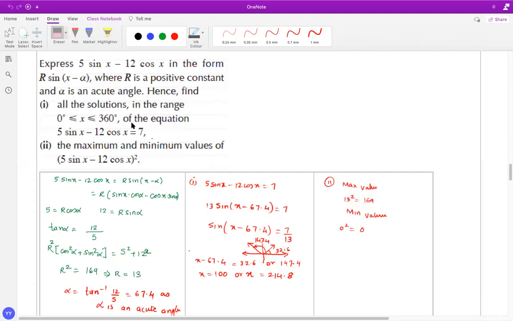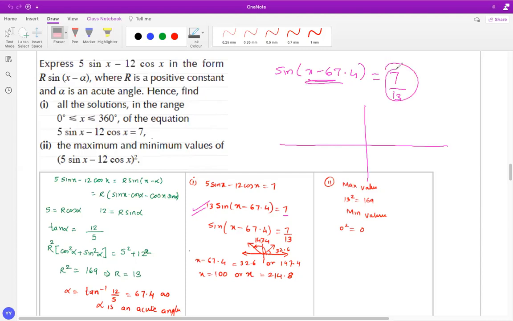The next part is to solve the equation 5 sine x minus 12 cos x equals 7. So now when you solve this, instead of using this one, we use the second format that we got, which is nothing but 13 sine (x minus 67.4) equals 7. That gives us sine (x minus 67.4) equals 7 over 13.